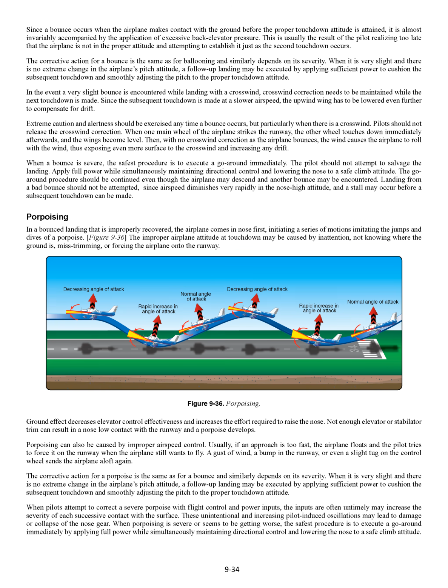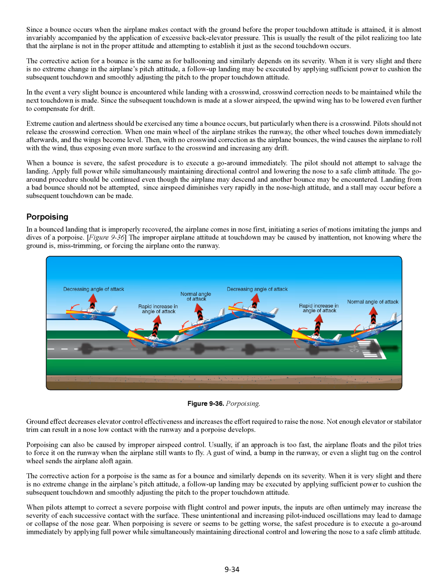Landing from a bad bounce should not be attempted, since airspeed diminishes very rapidly in the nose-high attitude, and a stall may occur before a subsequent touchdown can be made. Porpoising. In a bounce landing that is improperly recovered, the airplane comes in nose first, initiating a series of motions imitating the jumps and dives of a porpoise.